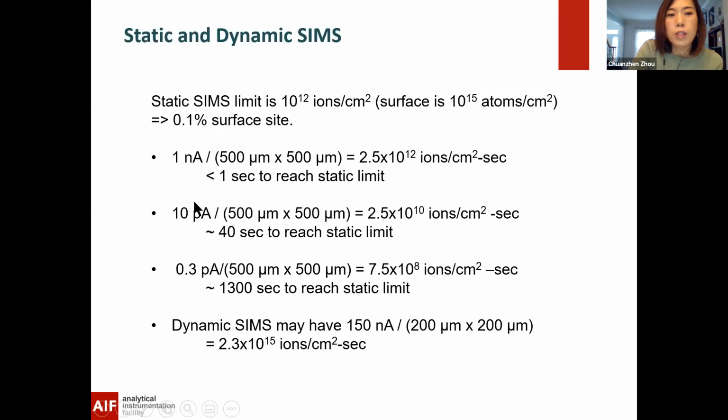If you continue to make the primary ion beam current smaller, down to 0.3 picoamp, which is the condition we normally use, it will take 1,300 seconds to reach the static SIMS limit. Normally using dynamic SIMS, we have 20 to 200 nanoamp current. When you're sputtering a smaller area like 200 by 200, in 1 second you can remove at least 2.3 layers of the material. That means maybe 1 or 2 nanometers.